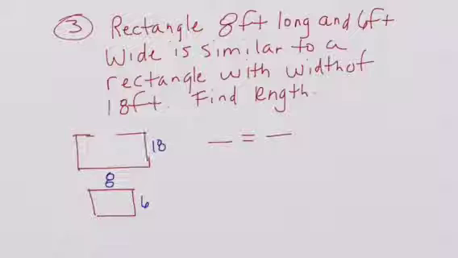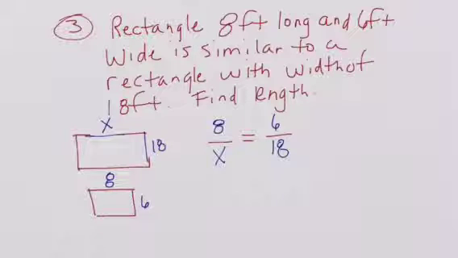So now I know small and large. So we're going to do corresponding parts. We're trying to find x. So we're going to take the small length, which is 8, over the large length, which is x, because you're always going to take your variable first. And then take the small width, which is 6, over the large width, which is 18.